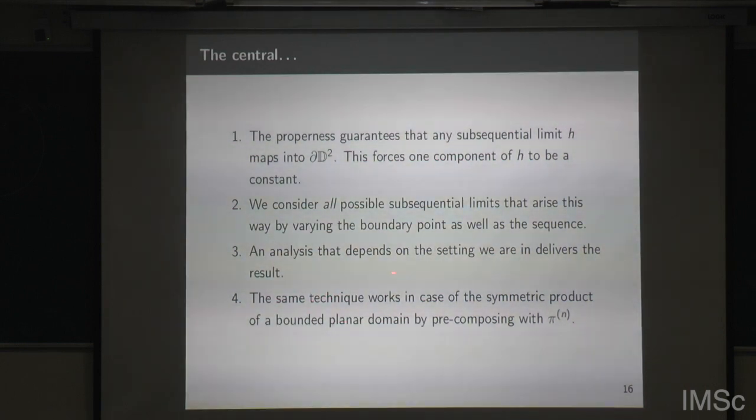This technique also works in the case of the symmetric product of a bounded planar domain. Simply by precomposing with pi n, you have a mapping from, let's say, symmetrized polydisk to symmetrized polydisk. You can convert it to a map from the polydisk to the symmetrized polydisk simply by composing with pi n and then doing a similar analysis.